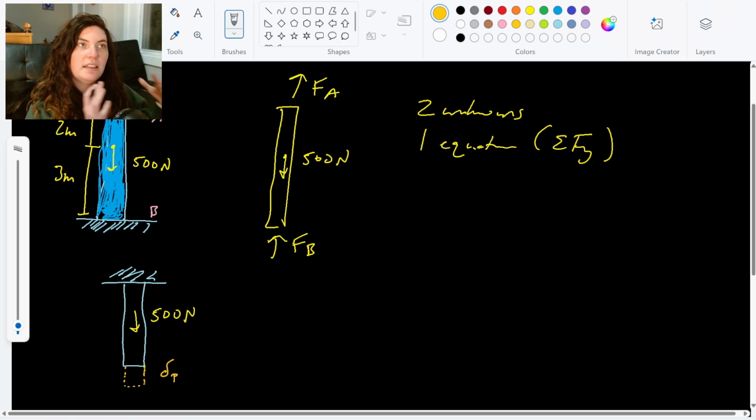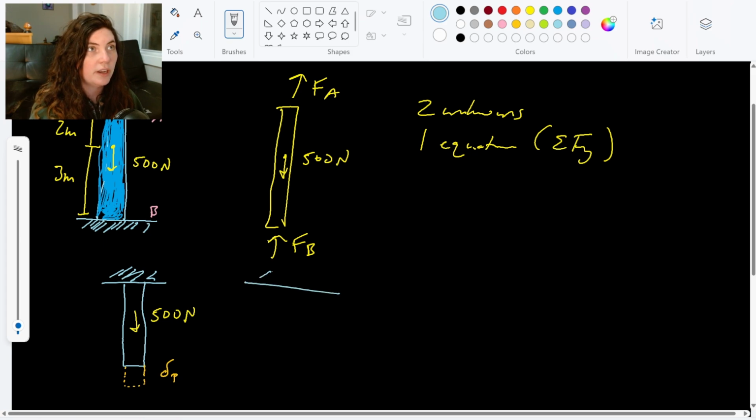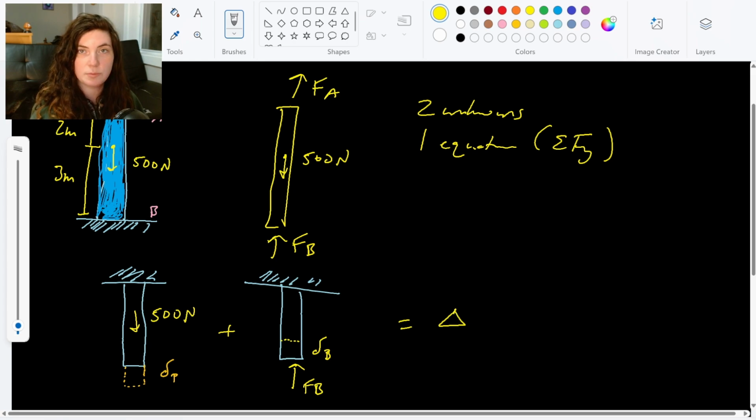So what I'm going to do is take this knowledge and then take my knowledge of superposition to say, okay, if this is the case when B is not there, then when B is there, right, the loading, when force B is applied here by superposition, this delta B. These two together must give us the overall change in displacement. And we know what the overall change in displacement is.